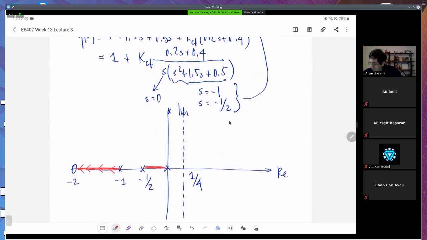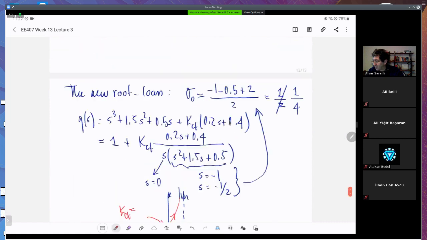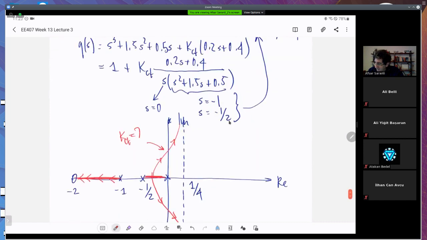Here I will have a breakaway point somewhere, and it's gonna cross to the unstable side. And now from the Routh-Hurwitz, I know that this happens at KCT is equal to, what was the value? 7.5. Okay, at KCT 7.5, you cross to the unstable side. And also at KCT equals 0, again you cross to the unstable side. If KCT is negative, you will be in this region over here. Okay.